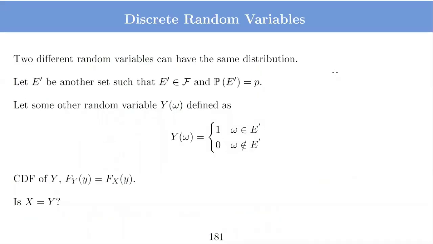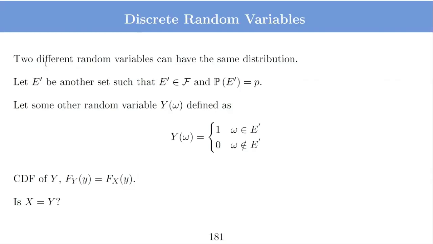So now we come to another point. Can two different random variables have the same distribution? I will explain this from the perspective of a discrete random variable, but this discussion is also true for the continuous random variable. So let's see.